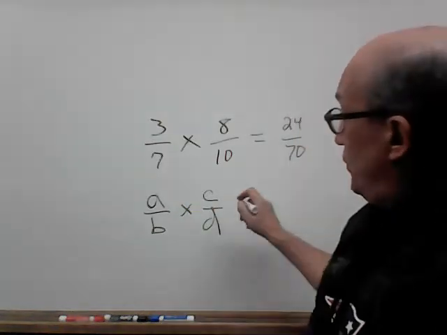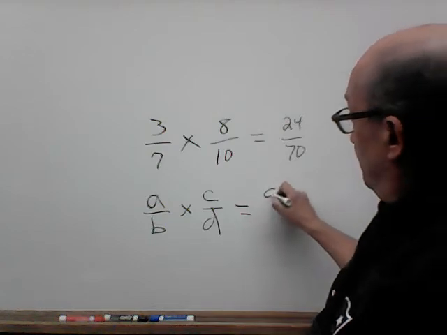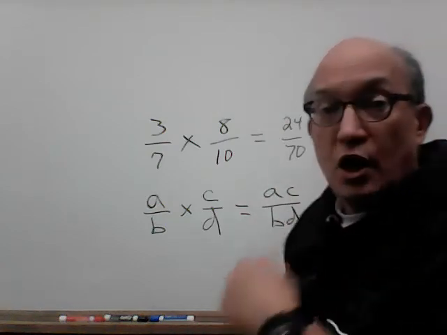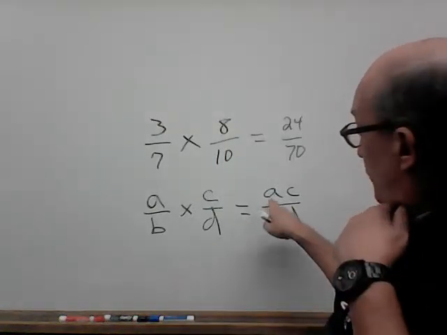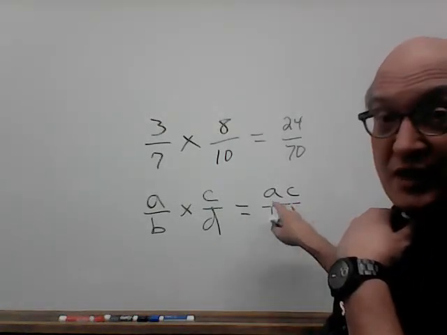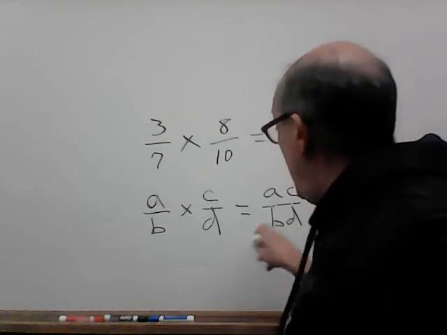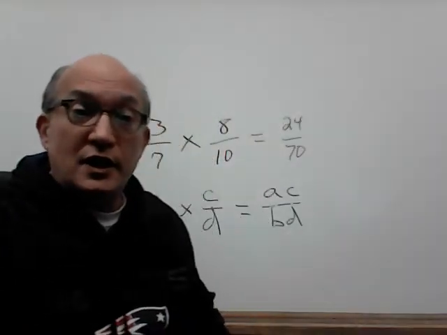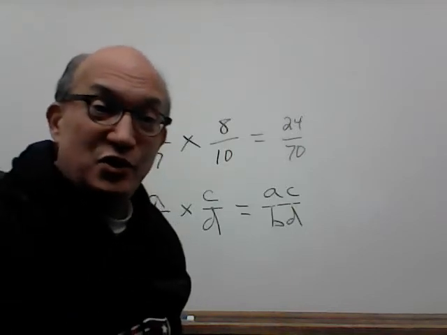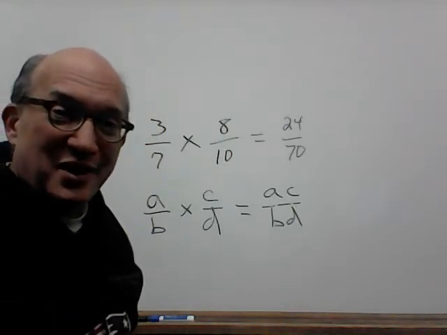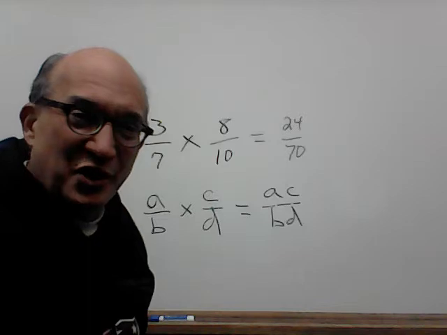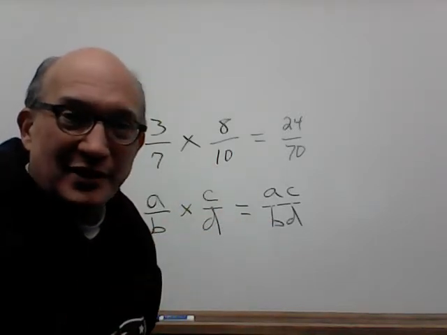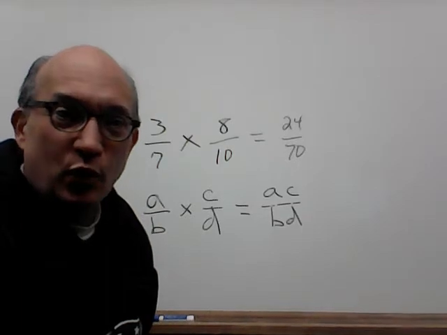Anyway, with that said, look how easy it is. Of course, you know by now that this means A times C. AC is A times C, and BD is B times D. So A over B times C over D is AC over BD. Just multiply across the top and bottom. What could be easier? But let's understand. That's our task, to understand why it works.